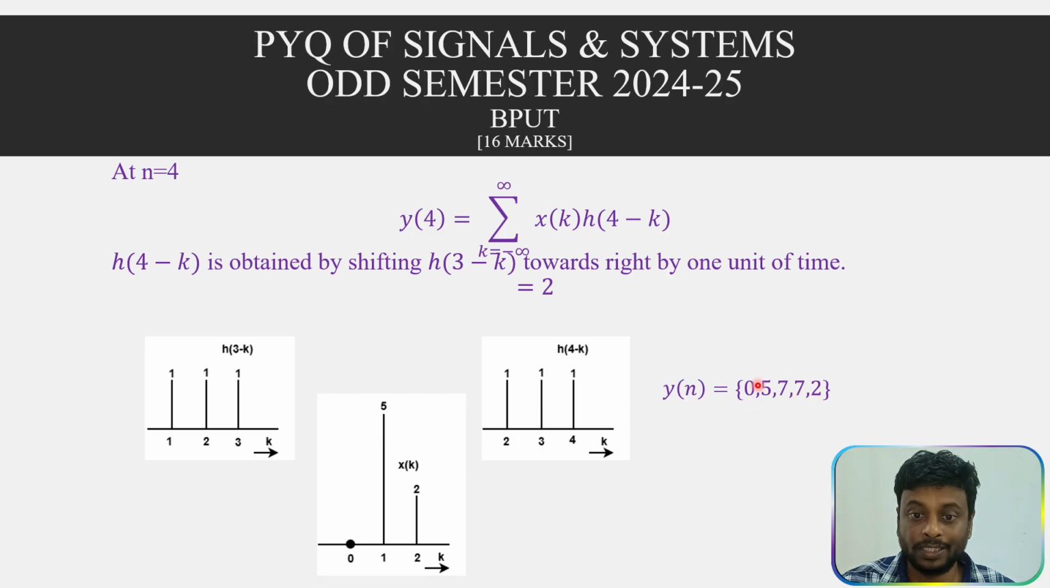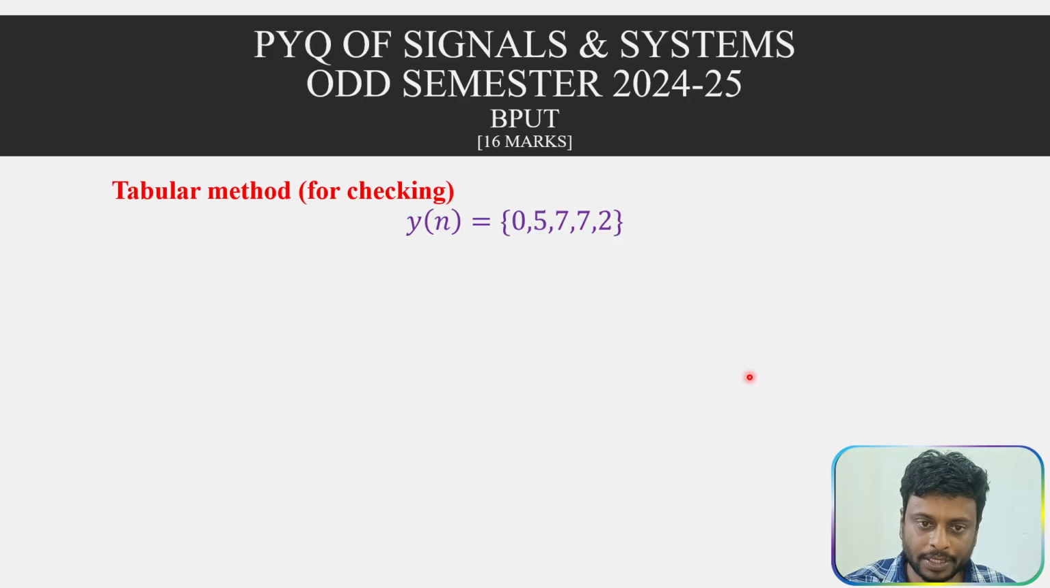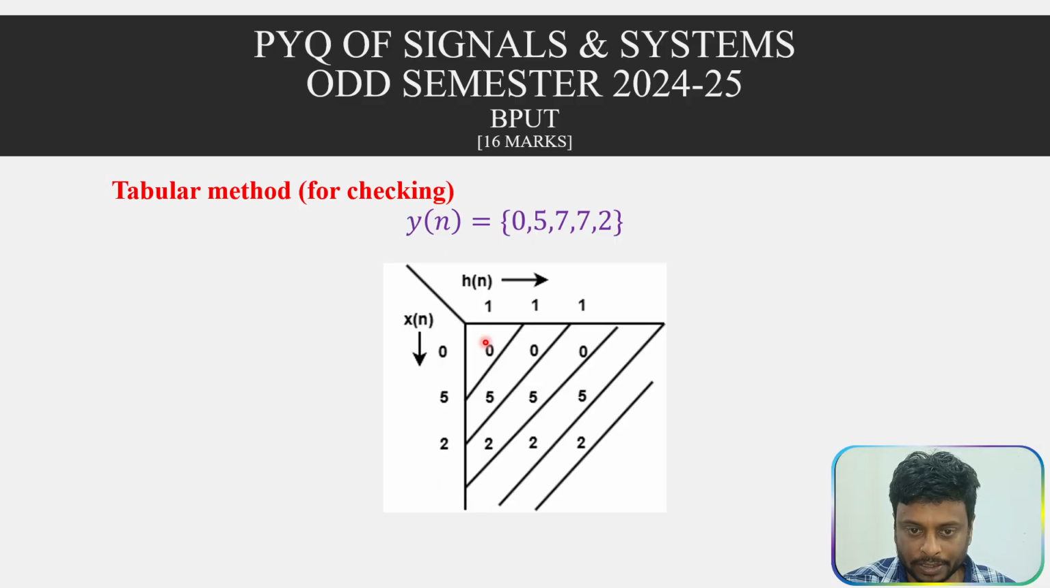Okay. So this is the graphical representation. Now you need to recheck. For checking, you can see this is the output. Now you can recheck. h of n is 1, 1, 1. x of n is 0, 5, 2. Just multiply. So 0, all are 0. Then 5 into 1, so 5, 5, 5. Then 2 into 1, 2, 2, 2. Then add diagonally. So first one is 0. Second one is 5 plus 0, that will be 5. Then 5 plus 2 plus 0, so this will be 7.